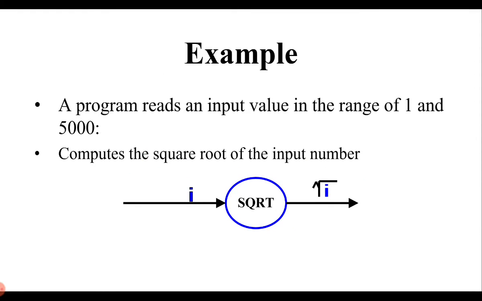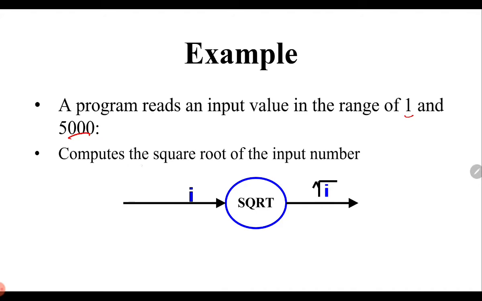Now let us see, for example, a program reads an input value in the range of 1 to 5000. So whenever we have such a range, we have to make sure that we will exclude the invalid values into separate classes. The exclusion might be those values which are prior to 1 in one class, and those which are beyond 5000 in another class.